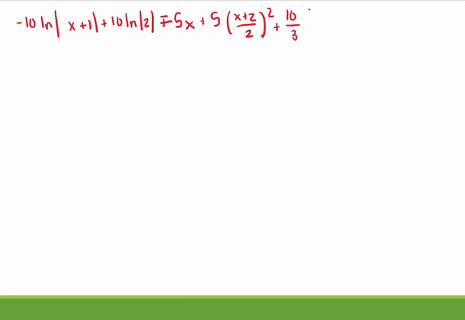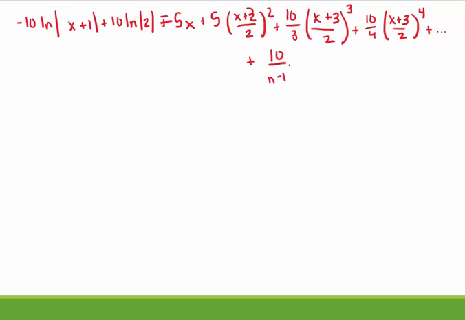Over 3, x plus 3, this should be a 3, over 2 to the third, plus 10 fourths, x plus 3 over 2 to the fourth, plus dot dot dot. Plus my nth term evaluated at x, so that is 10 over n plus 1, x plus 3 over 2 to the n plus 1. So that's evaluating at x.